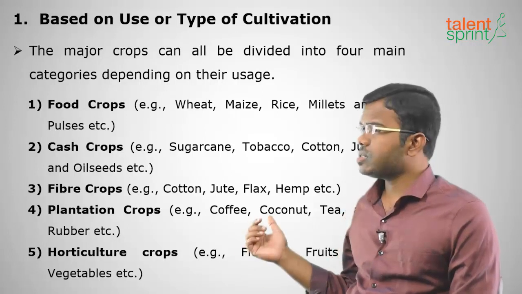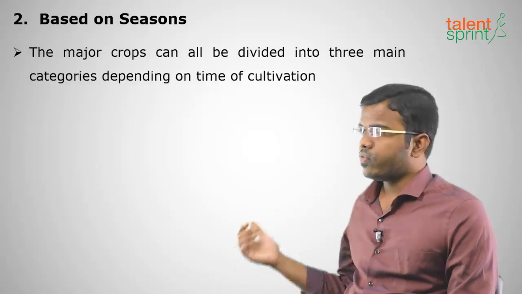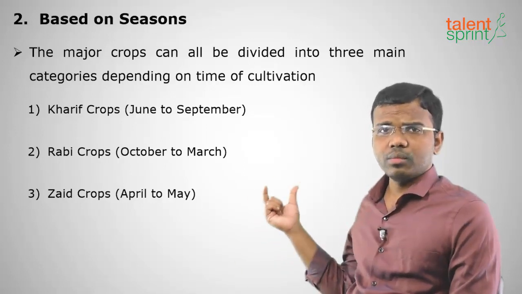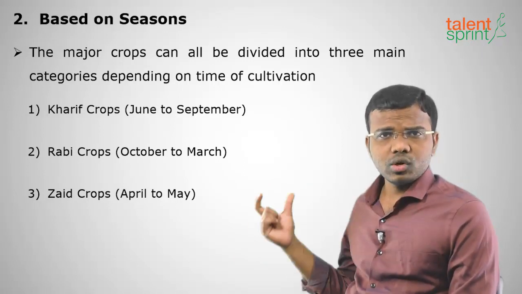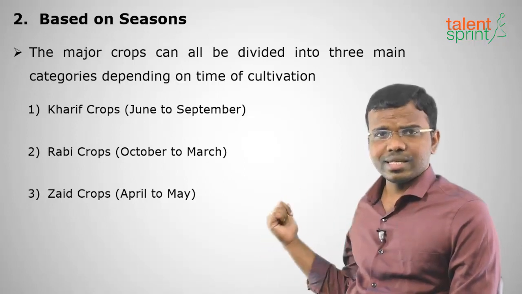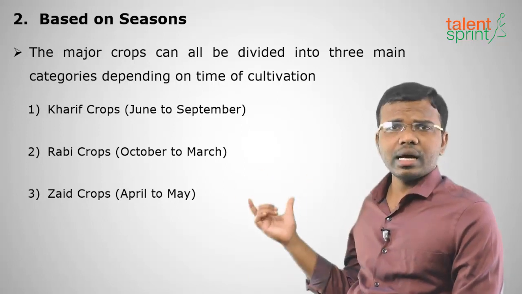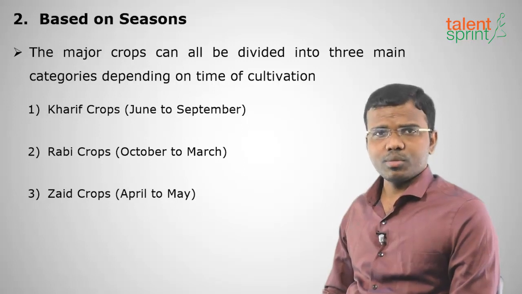In the second categorization, based on seasons, the seasons will determine various crops to be grown. So the first type of crops is Kharif crops. As the name says, Kharif crops are grown in the monsoon season, particularly from June to September. Second is Rabi crops from October to March, and next is Zaid crops, that is from April to May. So these are the 3 categorizations coming under the seasonal division of agricultural crops in India.